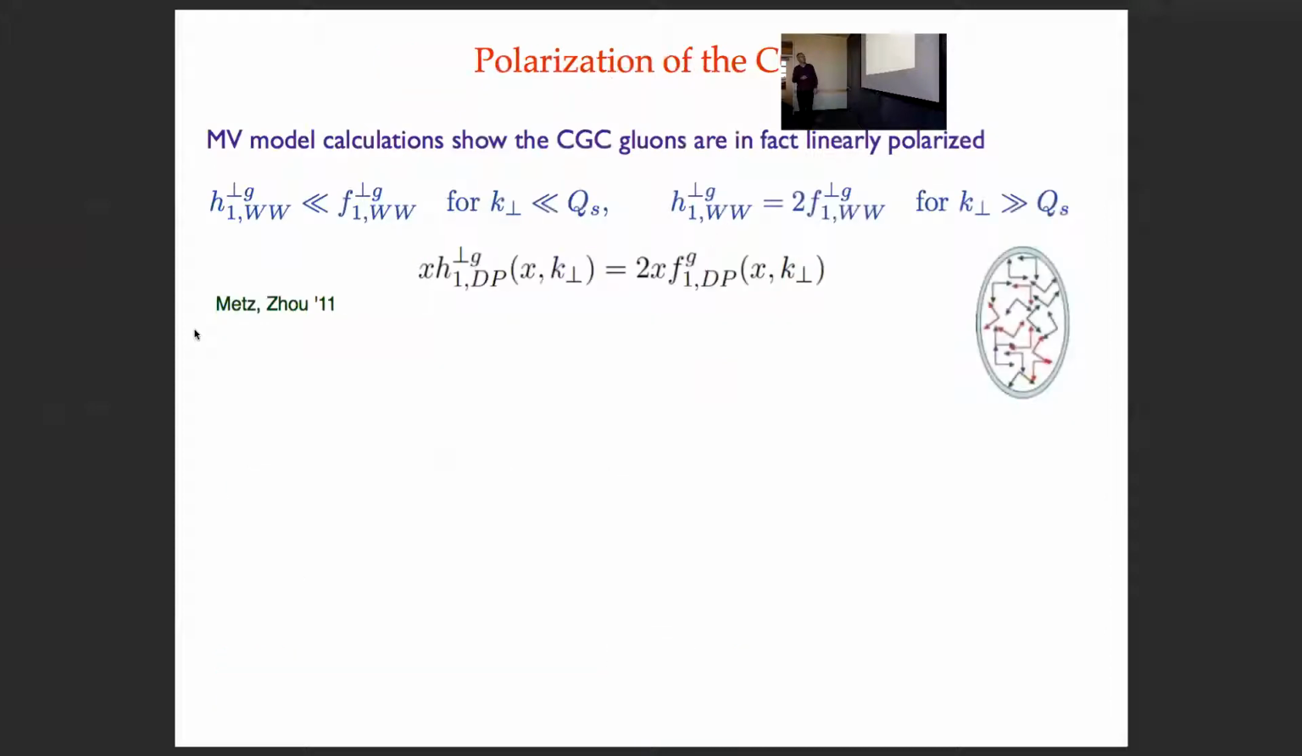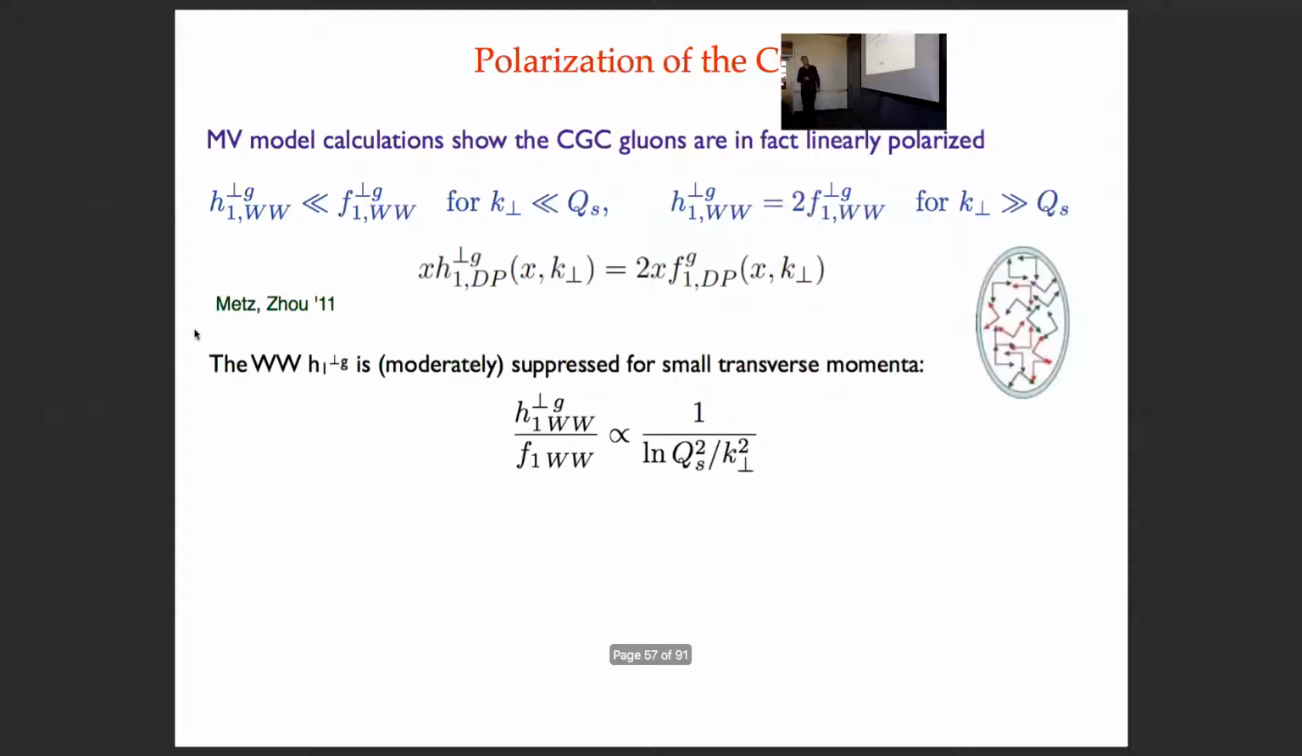Here is the comparison. If you do an MV model calculation, none of these arguments is fully solid. So this is the MV model calculation. For the dipole, plus minus, you have the bound as we expected, and for the WW you have the bound for large K perp, and something small for smaller Q perp, and in the small K perp region it is moderately suppressed, so it is one over the log of this thing.